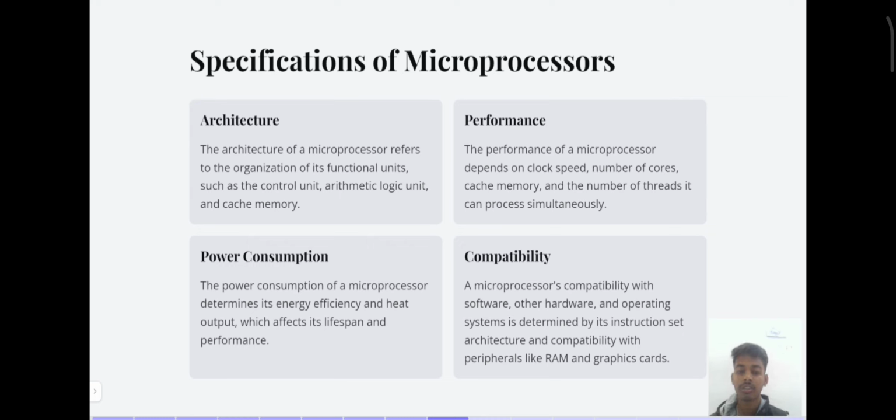You can see the specifications of microprocessors, or we can say the features of a microprocessor. That is architecture. The architecture of a microprocessor refers to the organization of functional units such as control unit, ALU, and cache memory. Performance. The performance of a microprocessor depends on clock speed, number of cores, cache memory, and the number of threads that can process simultaneously. And you can see the power consumption and compatibility part. Moving on.